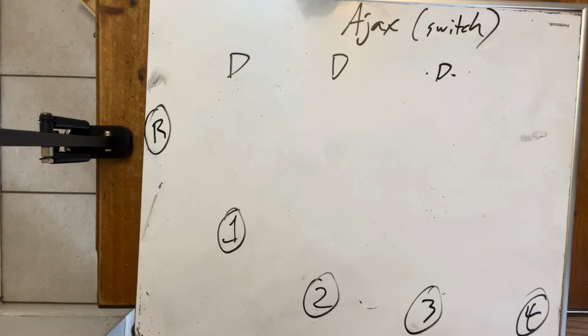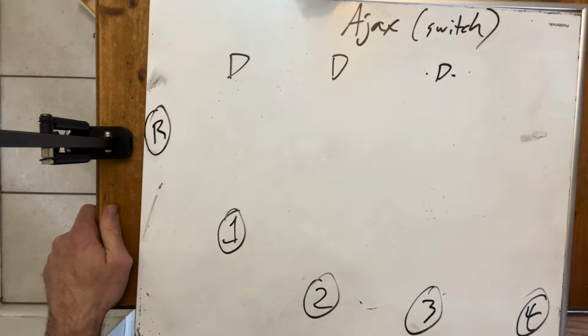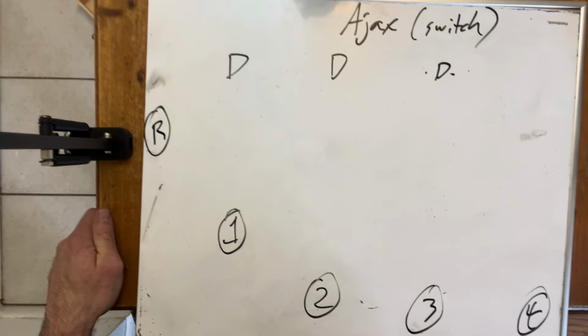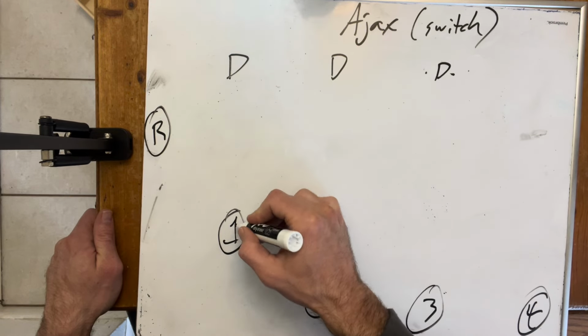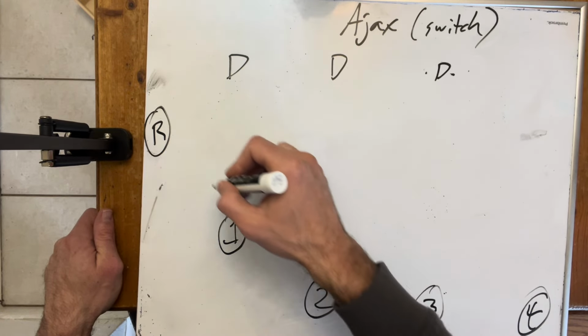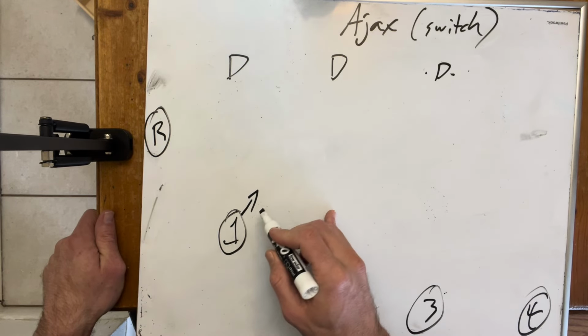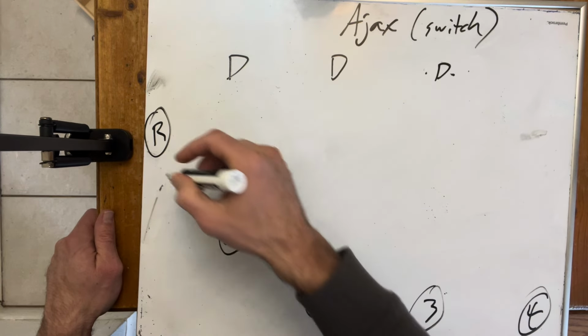All right, fellas, this is an explanation of our Ajax play, which is essentially just a switch, but our call is Ajax because everybody knows what a switch means. On this play, essentially what we're doing is we're having our first receiver, even before the ball is in the air, begin running this direction, okay?